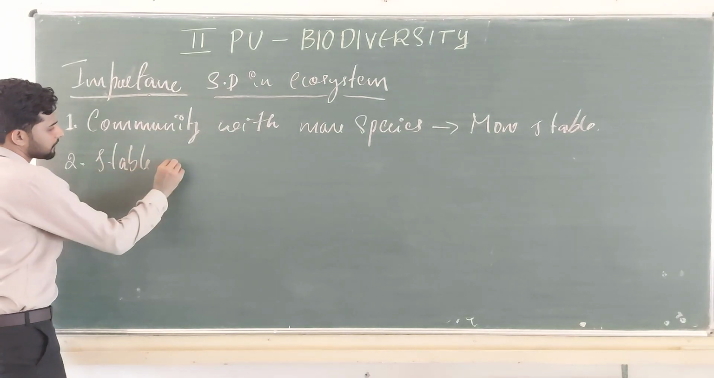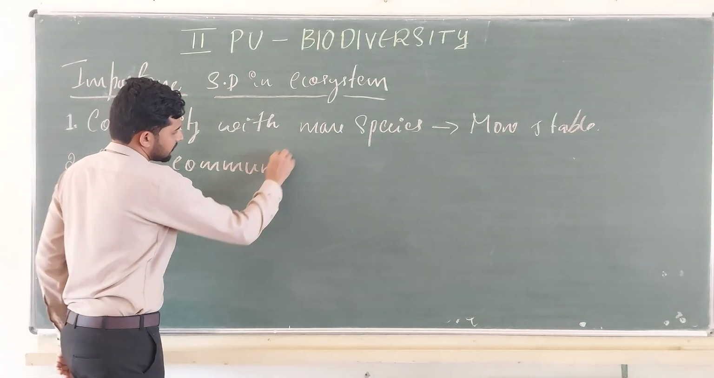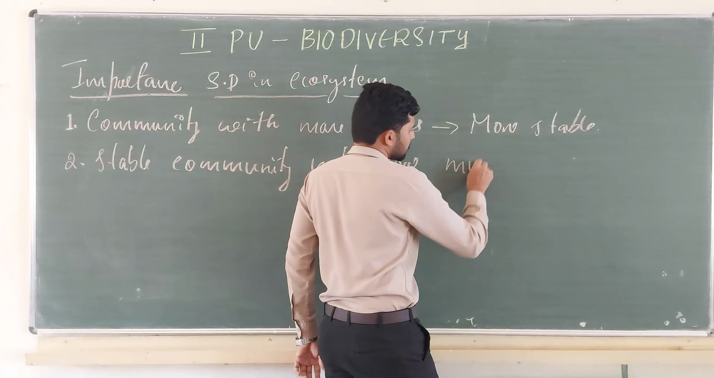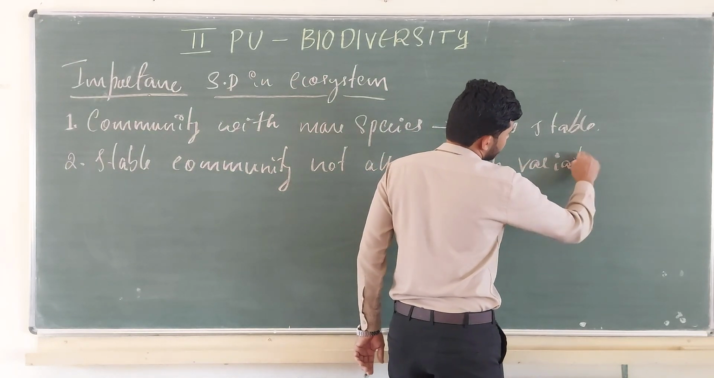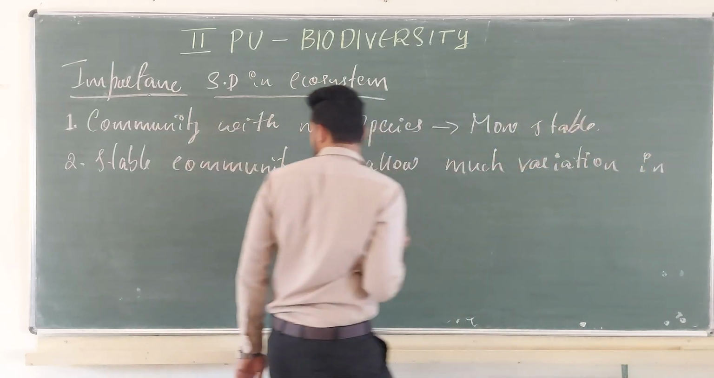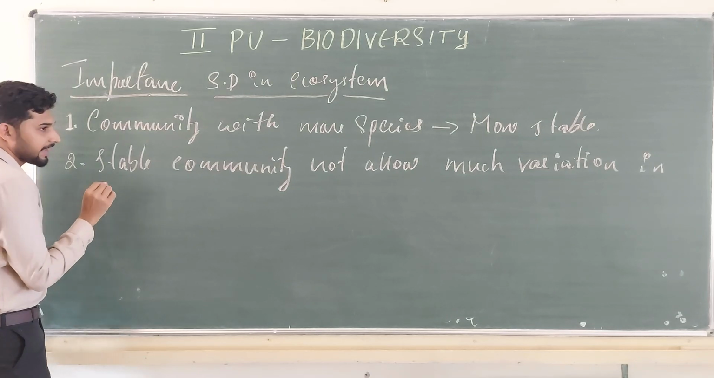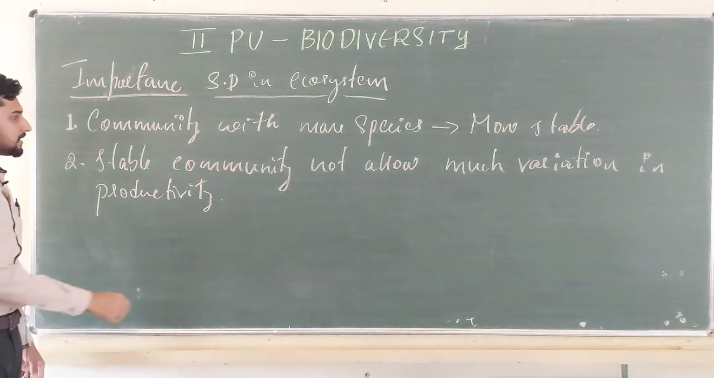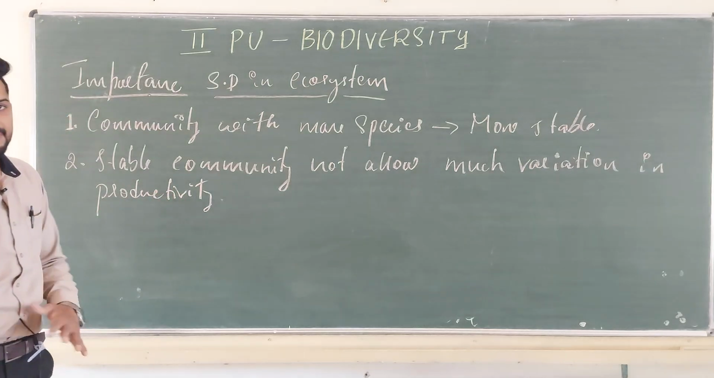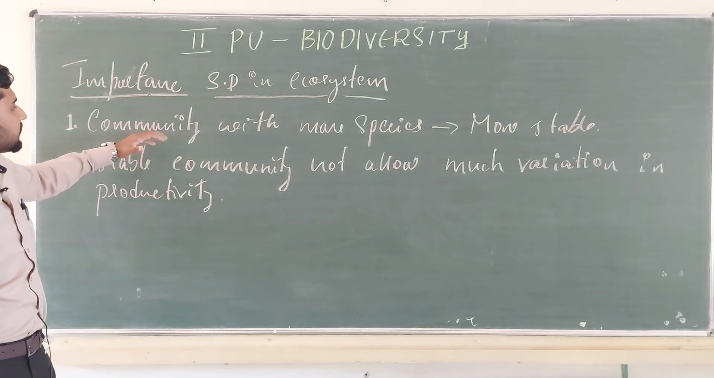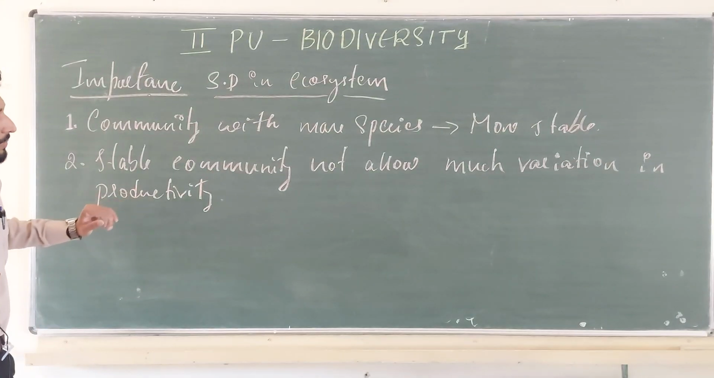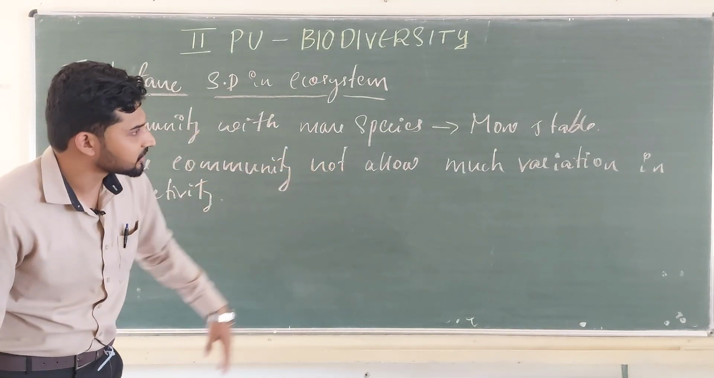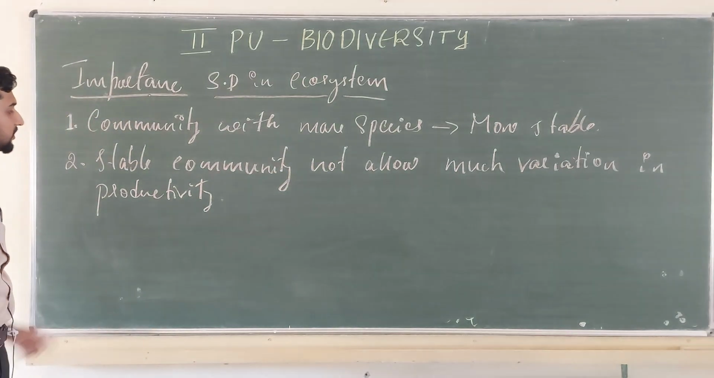Stable community does not allow much variation in productivity or their activity. That is the second point. First, I defined what is a more stable community, and here I am describing that a stable community does not show much variation in productivity.